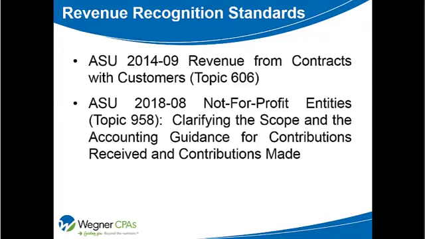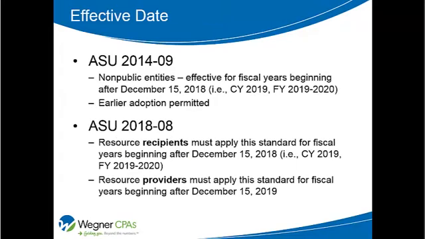So ASU 2014-09, the implementation date is for fiscal years beginning after December 15th, 2018. So this is for your calendar year 2019 entities or fiscal years that end in 2020. So this will be 1 year after the financial statement standard. Early adoption is permitted if an entity feels ready to implement ASU 2014-09.